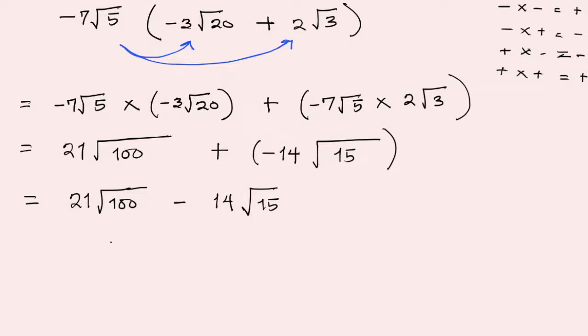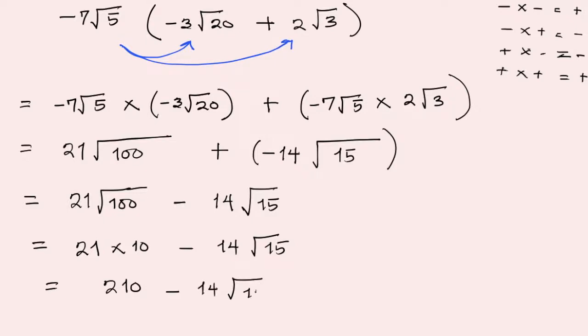I hope that's clear. So this becomes, we know that 100 is a perfect square, and the square root of 100 is 10. So this becomes 21 multiplied by 10 minus 14 root 15. And this is going to be equal to 21 multiplied by 10 is 210 minus 14 root 15. And we can go no further as there's no way to combine this.